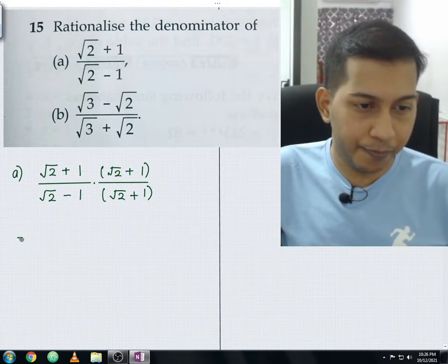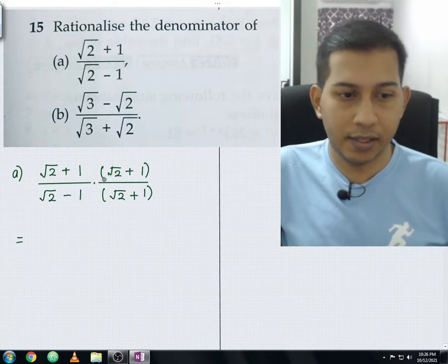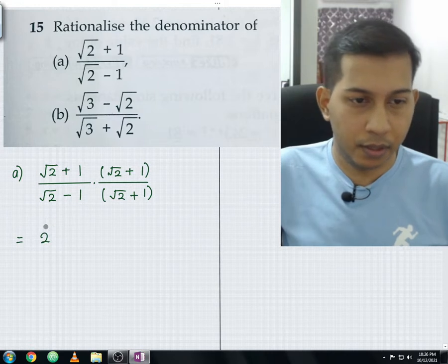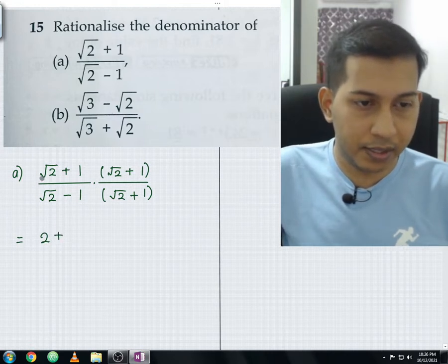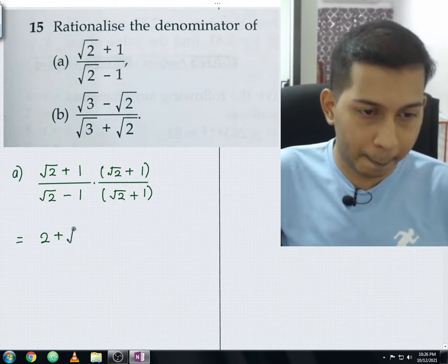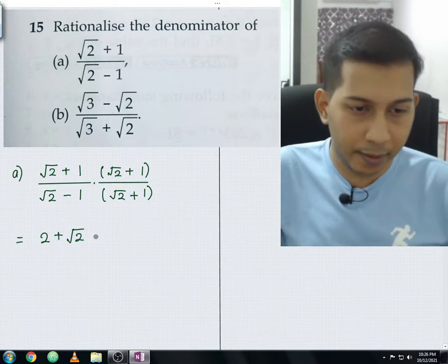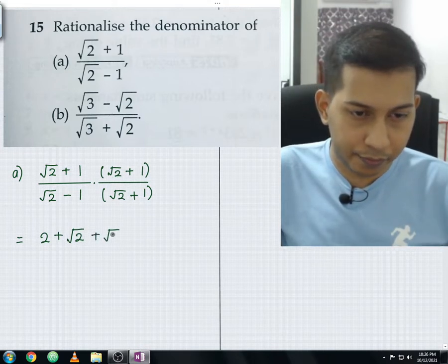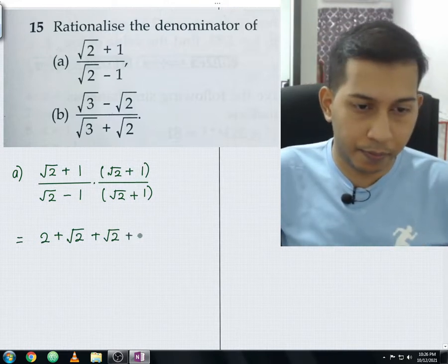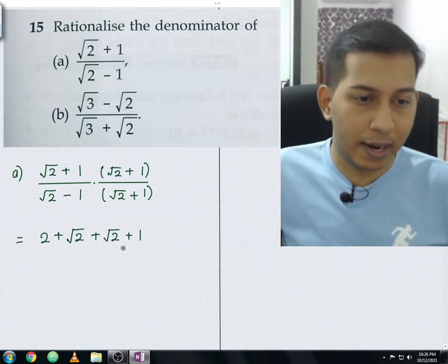So from here, √2 times √2, you should get 2. Plus √2 times 1, you get √2. 1 times √2, you get √2 again. 1 times 1, you get 1. So we are done with the numerator. Let me underline the fraction.